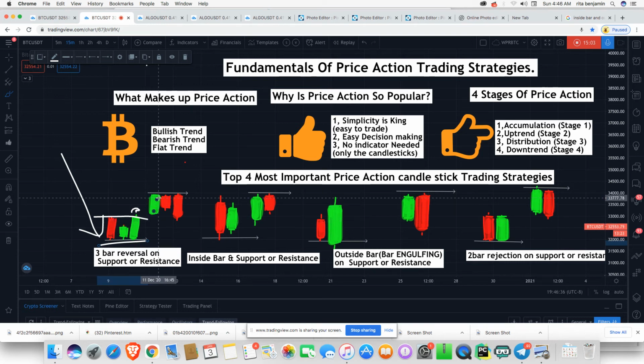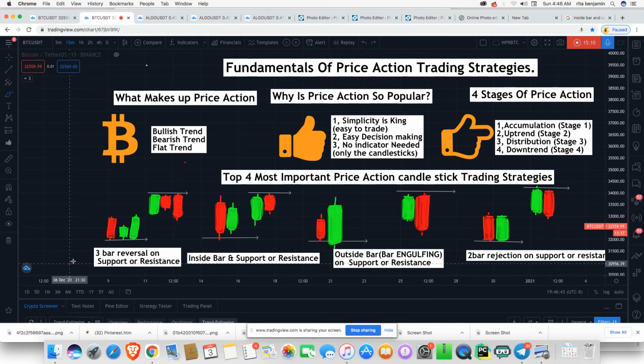While on the bearish aspect, price did the opposite, right? So price was moving up, right? It hit the resistance, and when it hit the resistance, it formed this bullish candle on the resistance, just below the resistance.